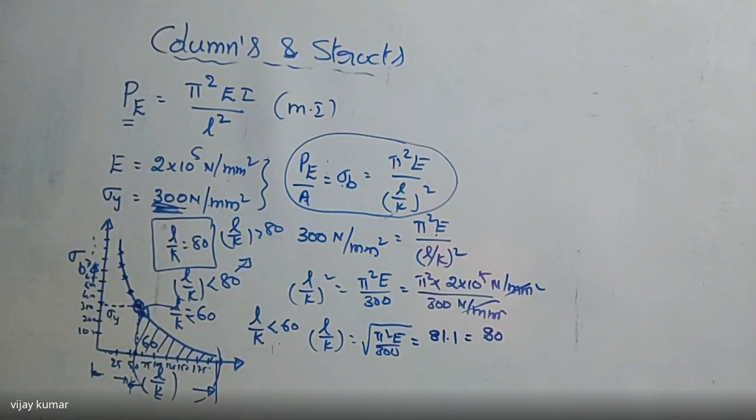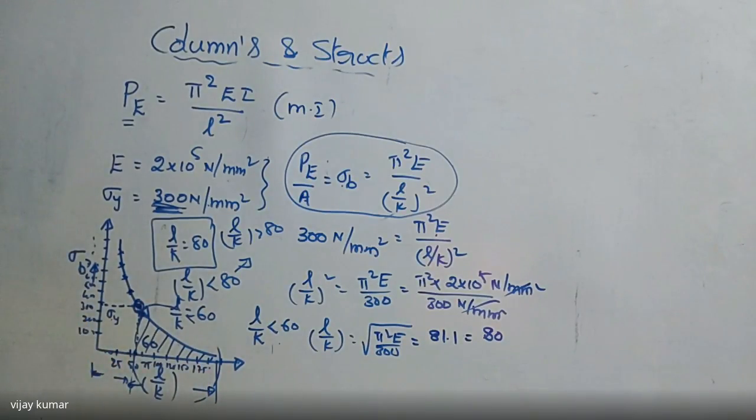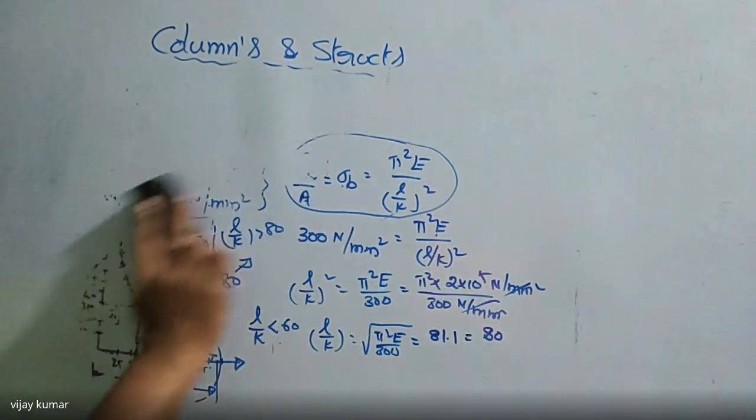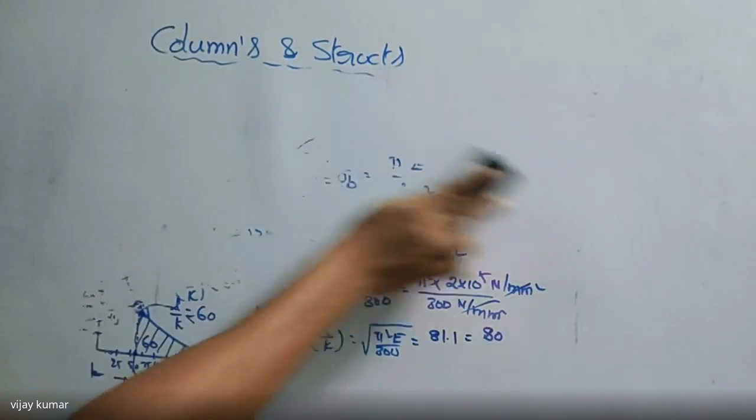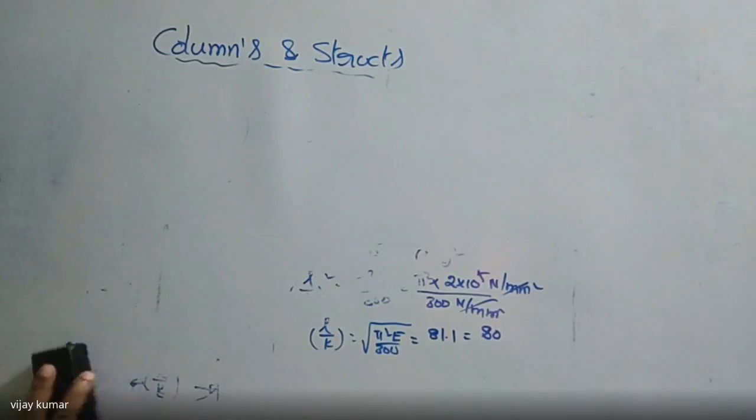So Euler's formula is not valid within a certain region. It is valid only within a certain region. That is named as the limitation of Euler's theorem of column. This is the way of calculation of critical load according to Euler's formula. It is suitable for long columns. It is not suitable for short columns.